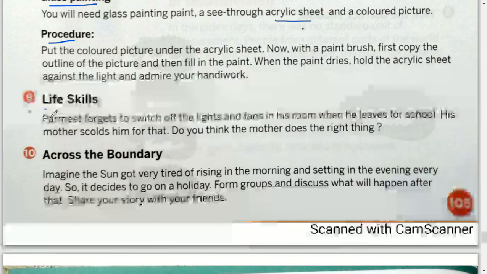Life skill. Pratham, a third grader, switches off the lights and fans in his room when he leaves for school. His mother scolds him for that. Do you think the mother does the right thing? Comment this.